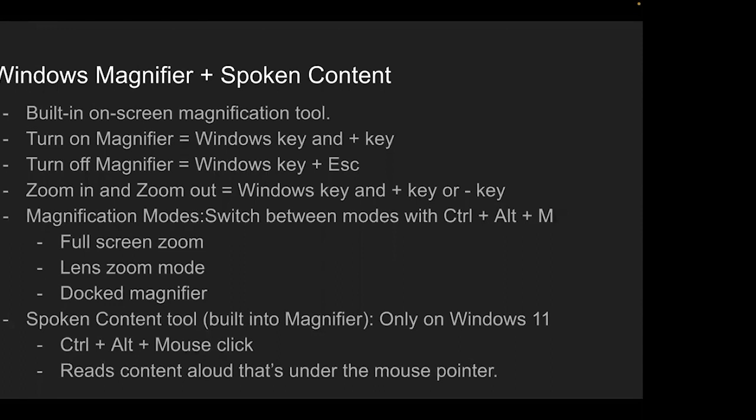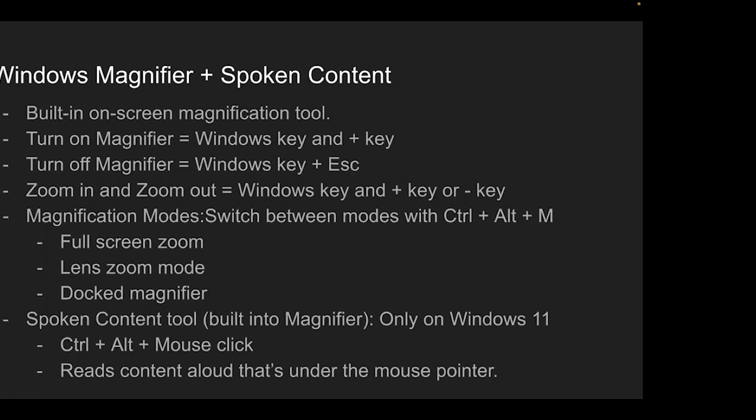And there are three different zoom modes within Magnifier. There's the full screen zoom, which zooms the screen all the way in. There's a lens mode, which creates that digital magnifying glass that you can move around the screen and basically zoom in on that region.